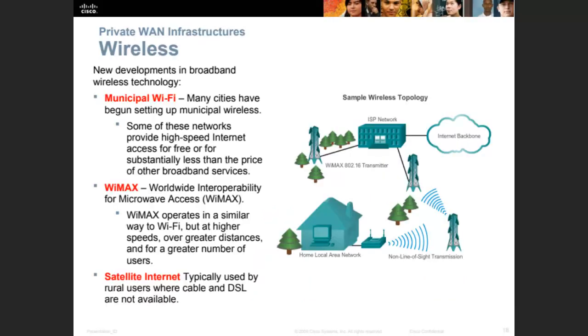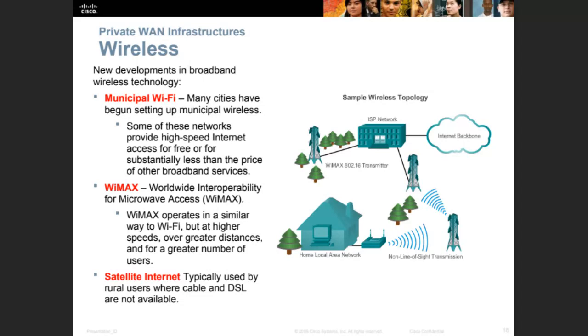All right. So we have also wireless. There are different types of wireless. We have municipal Wi-Fi. Many cities have begun setting up municipal wireless. Some of them provide high speed. We have WiMAX. This is using microwave access. It is similar to Wi-Fi, but it provides higher speed over great distances.